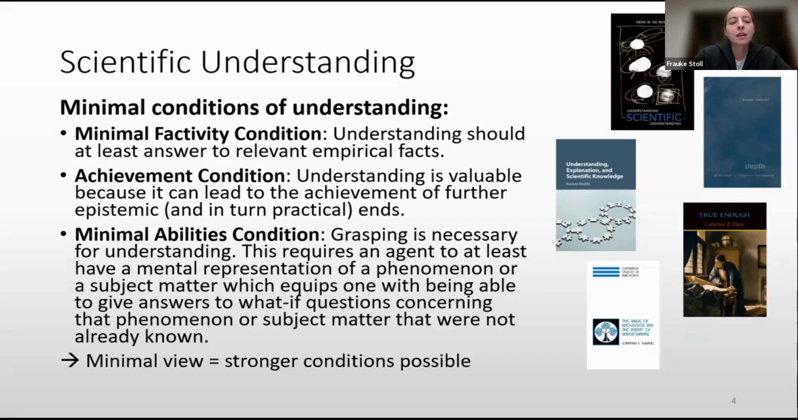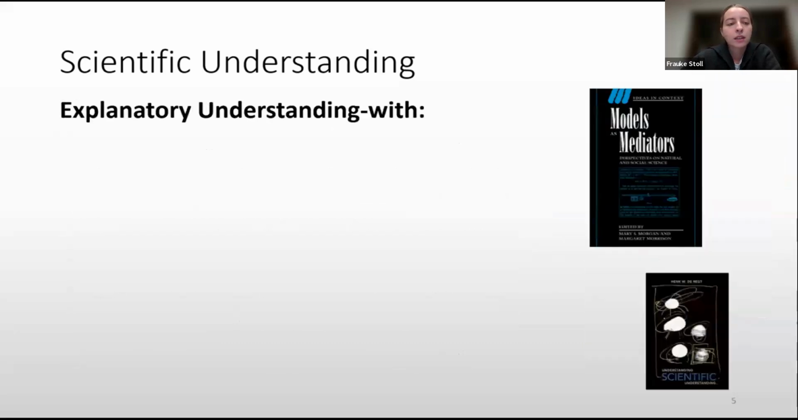But keep in mind, this is a minimal view, so stronger conditions for this are possible. And those stronger conditions then give rise to different kinds of understanding. So for example, Catherine Elgin's view on understanding does have this minimal effectivity condition, but she has a really stronger condition on the abilities.